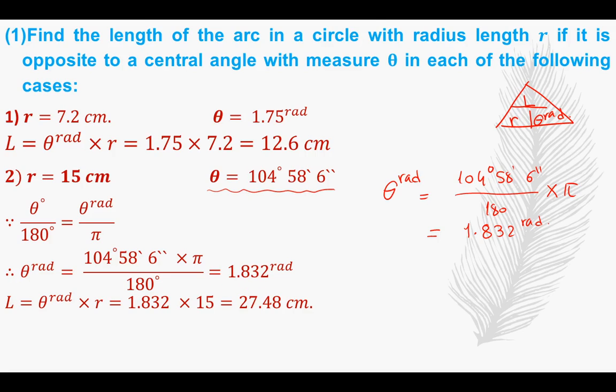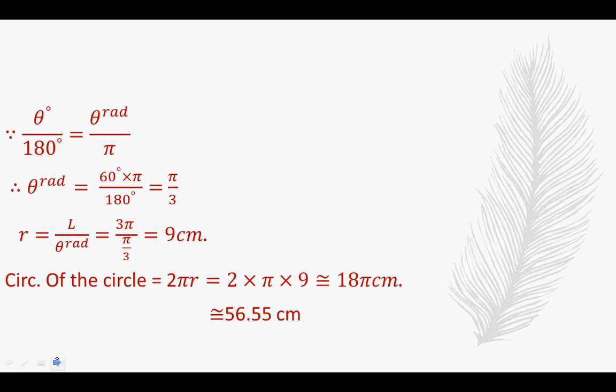1.832 radian. And to find the length of the arc, it equals theta radian multiplied by R. We have theta radian 1.832 multiplied by the radius length, which equals 15, and the answer will be 27.48 centimeters. Okay, let's go to another example.